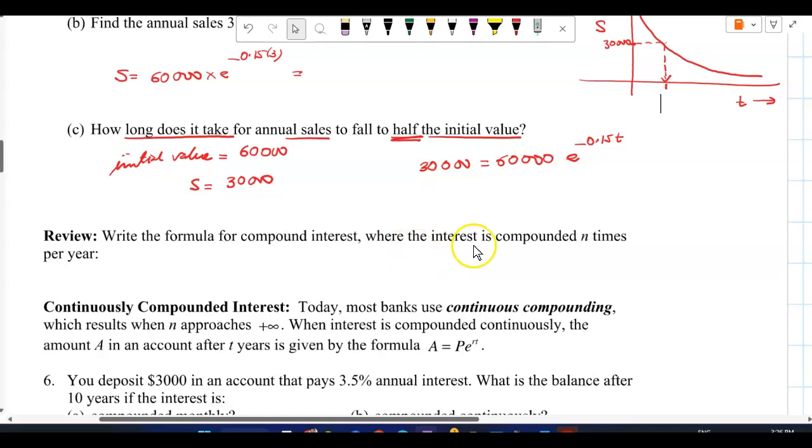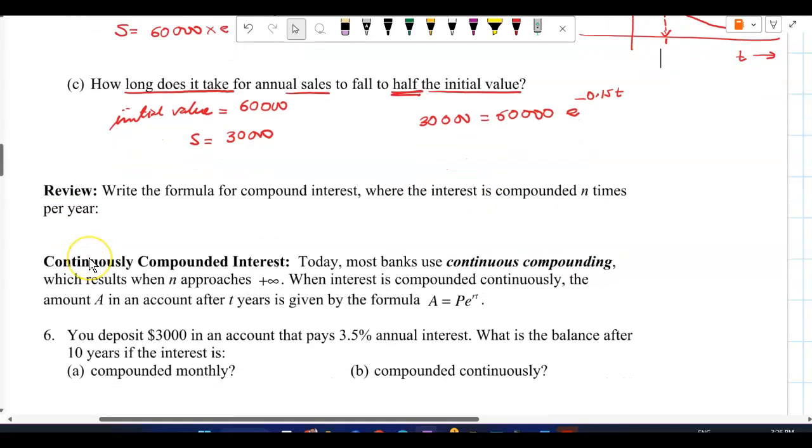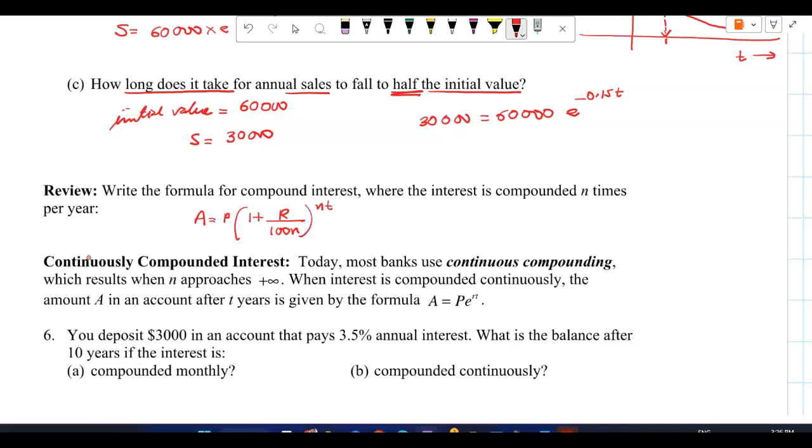Write the formula for compound interest where the interest is compounded n times per year. You know the formula? I don't know. A is equal to P times (1 plus R upon 100n) raised to nt. So n is the number of times it's compounded. If it's half yearly, what will n be? It's 2. Half means you get twice the interest. If it's quarterly, what's your n? 4.